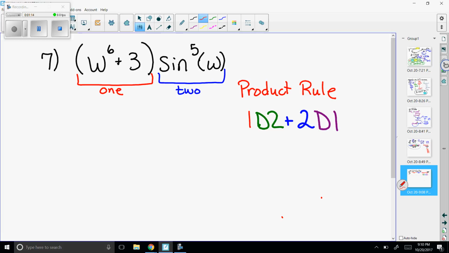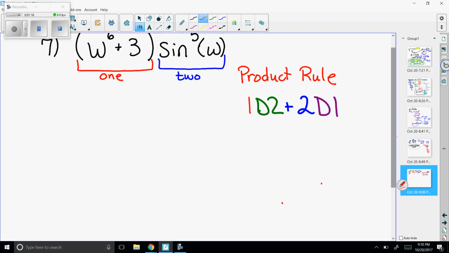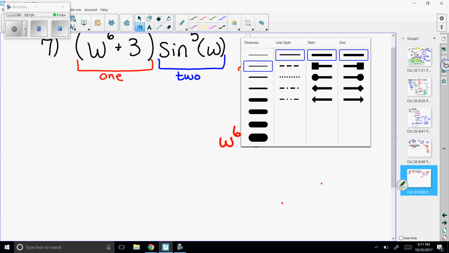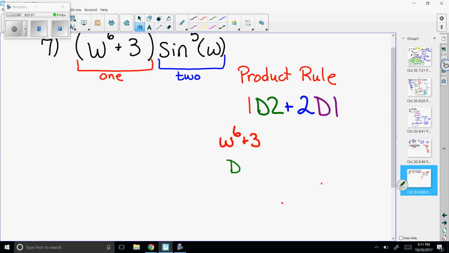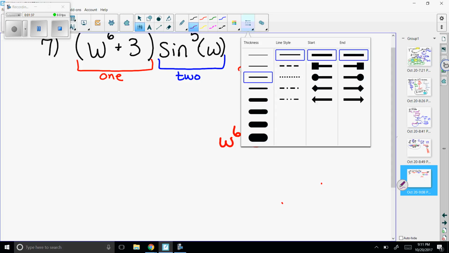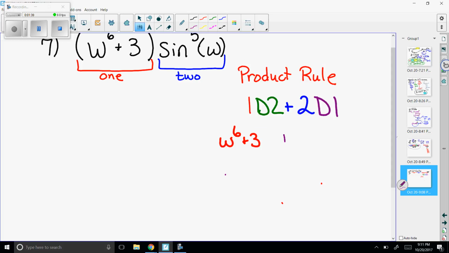If 1 is w to the 6 plus 3, then what is the derivative of that? The derivative of that is pretty simple because that's just a power rule involved. So d1 is going to be 6w to the 5th, and then the derivative of 3 being a constant is just 0.